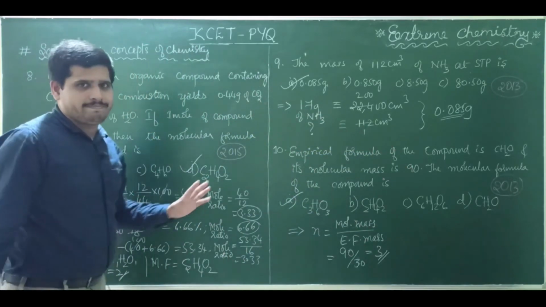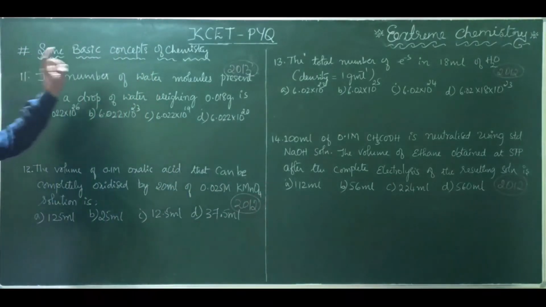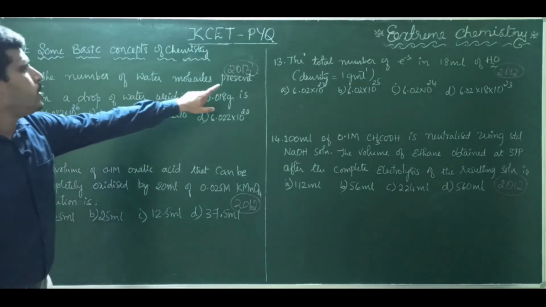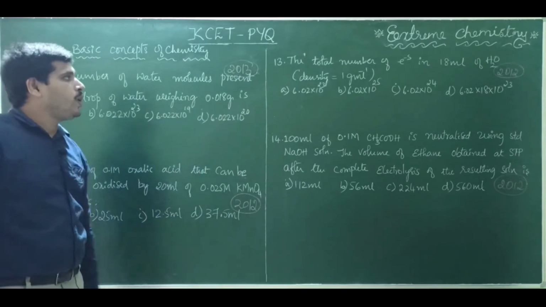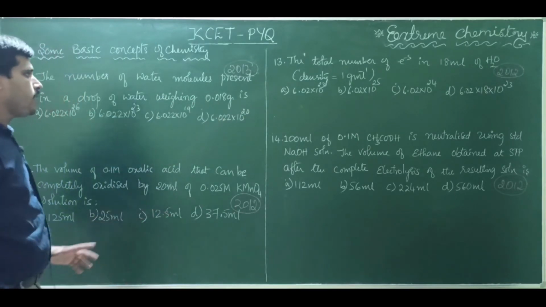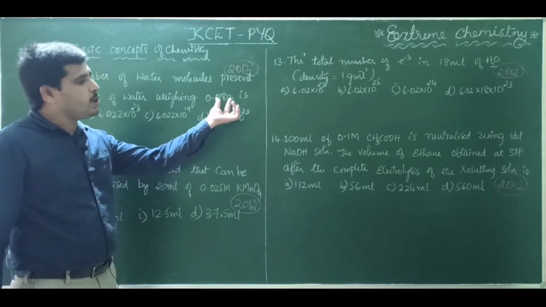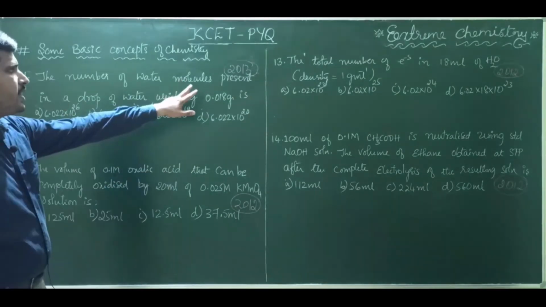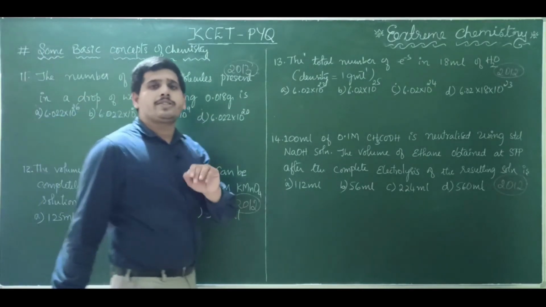So 11th one. Moving on to the next question, dear students, 11th one, and it is in the year of 2013 again. The number of water molecules present in a drop of water, very interesting, weighing 0.018 gram is. So you have to find out if a water drop weighs 0.018 gram, how many water molecules are going to be present. Molecules and mass are connected here. These two are connected through mole.